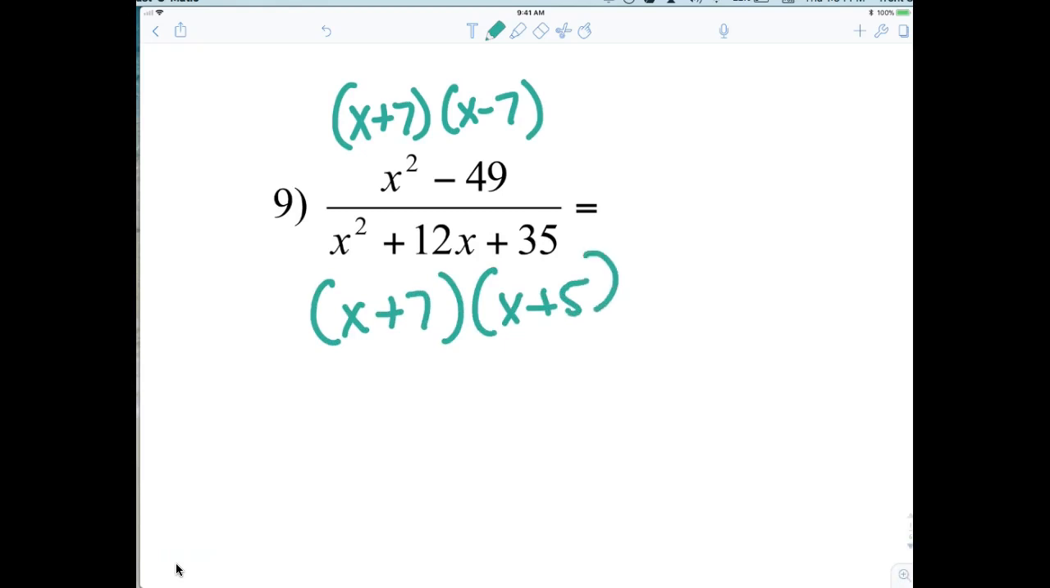All right? And so now when we cross out, we end up with exactly x minus 7 over x plus 5. All right?